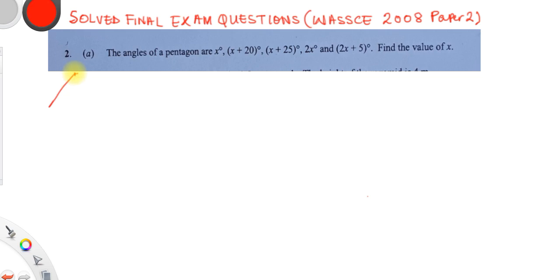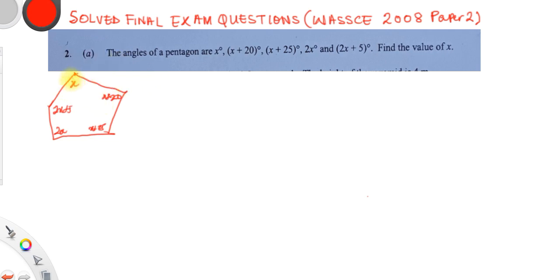So if this is the pentagon, let us try to draw something, guys. If this is the pentagon, then we are given the interior angles. This is x. And this one can be x plus 20 degrees. This one can be x plus 25. And this is 2x degrees. And this is 2x plus 5 degrees. Yes, so we have to find the value of x.